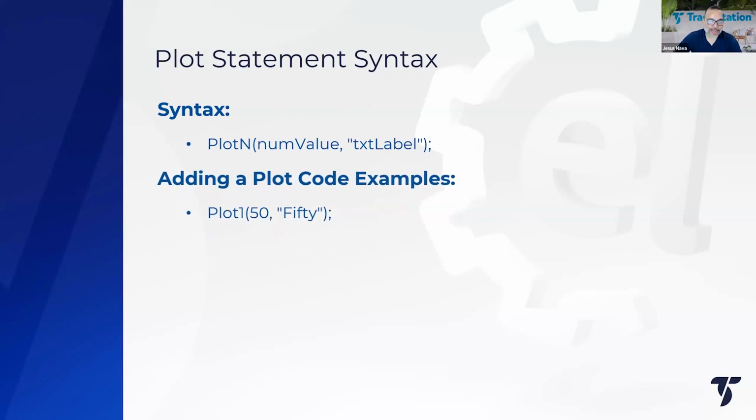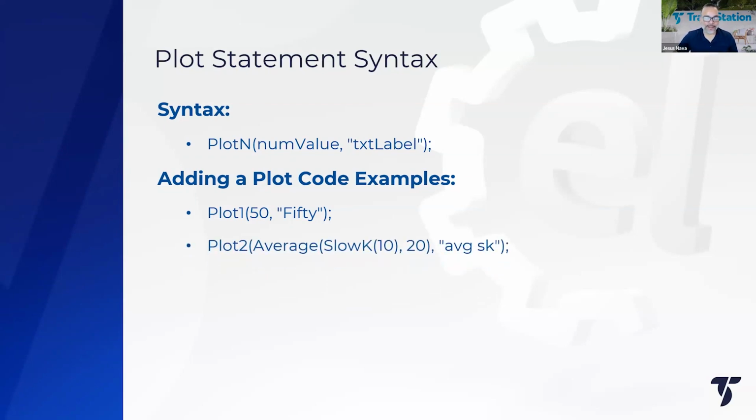Here are some examples. Plot1, 50, and then the label says 50 inside quotations. What that will do is, on every candlestick or on every candle, whether it is on top of the candles or below the candles, it'll plot the value at 50. So that's something that we can try here on our TradeStation as well.